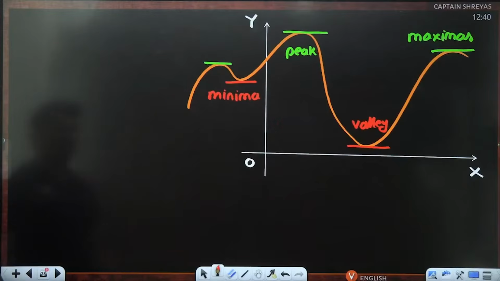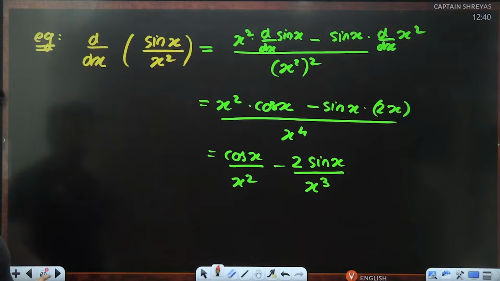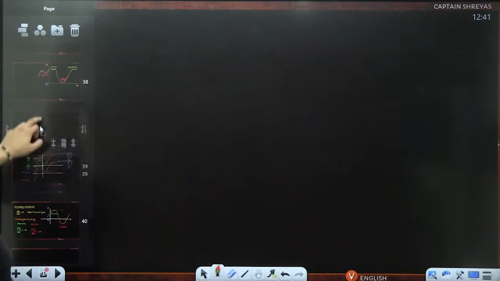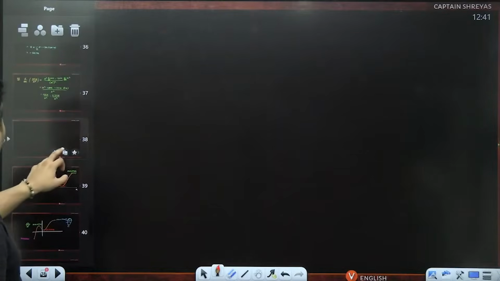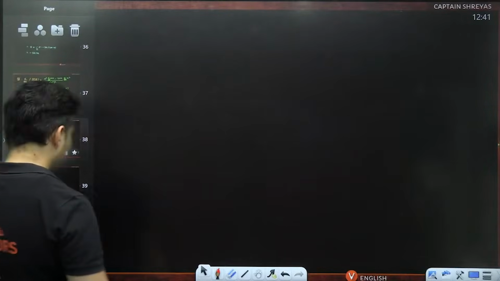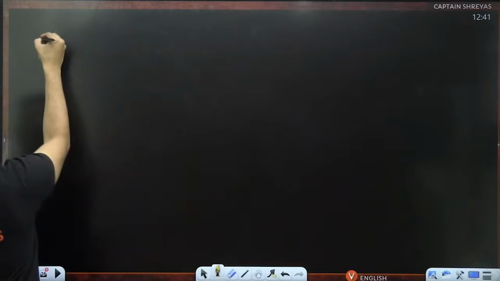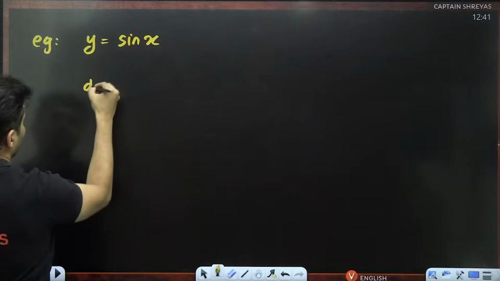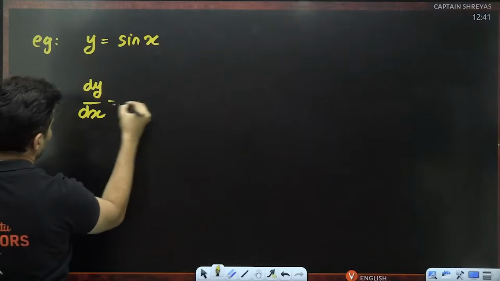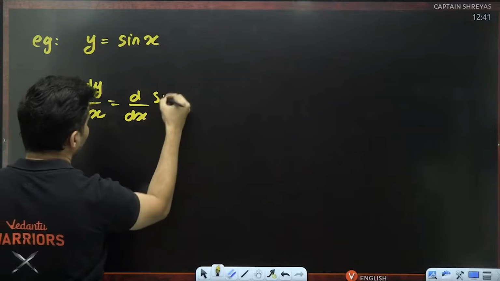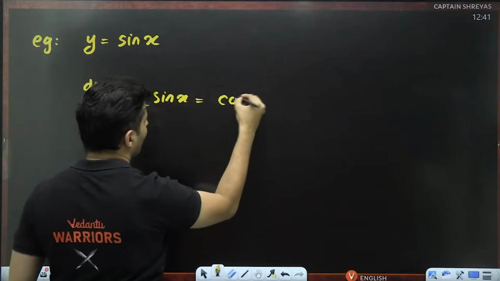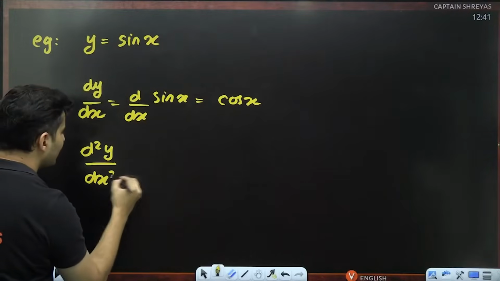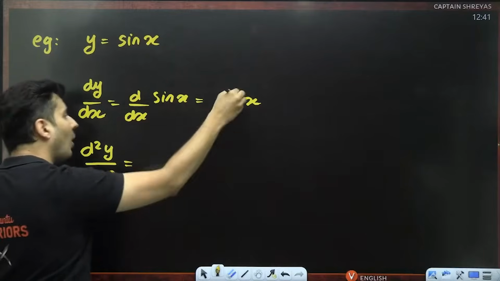Now, what is the meaning of this first derivative and second derivative? Let's take it with an example. See, imagine if I ask you, example, y is equal to sine of x. If I write dy by dx, it will be the derivative of sine of x, which is nothing but cos of x. But if I put d square y by dx square, it is the derivative of the derivative.